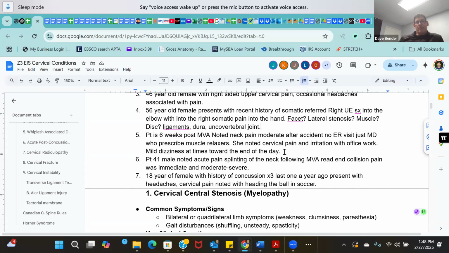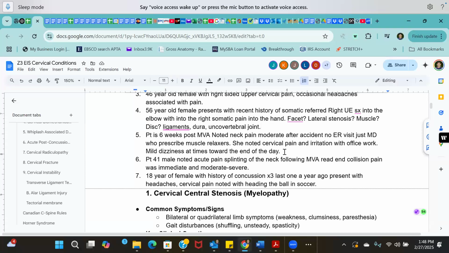Patient 6 weeks post-op MVA, noted neck pain was moderate after the accident. No ER visit, just an MD who prescribed muscle relaxers. She noted cervical pain, irritation now with office work and being at work, mild dizziness at times at the end of the day.